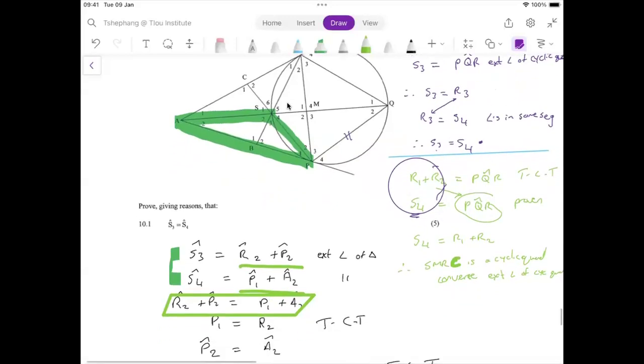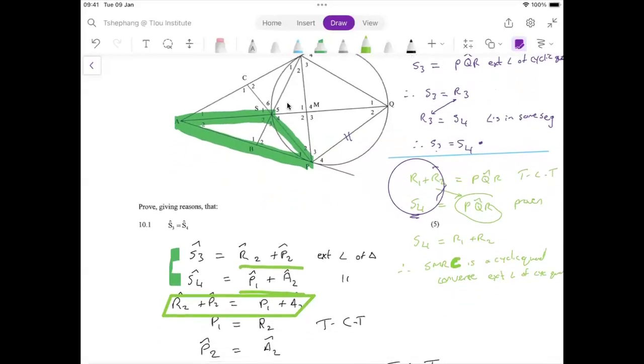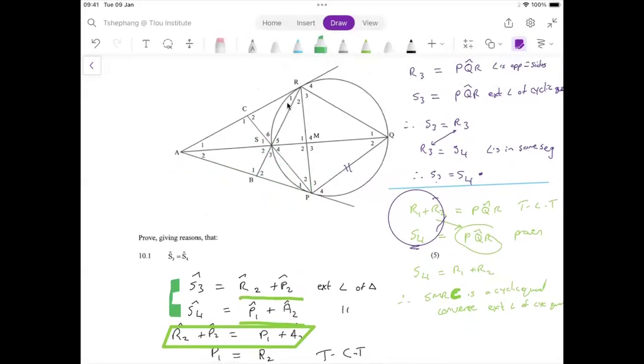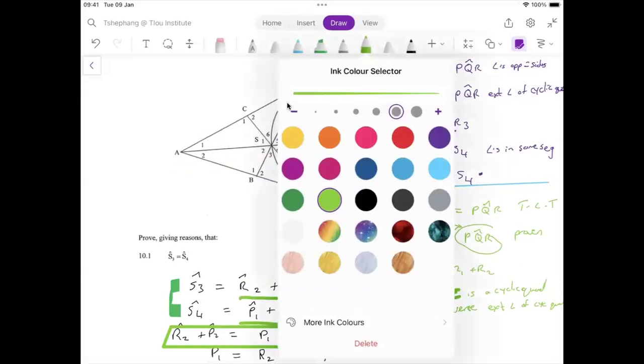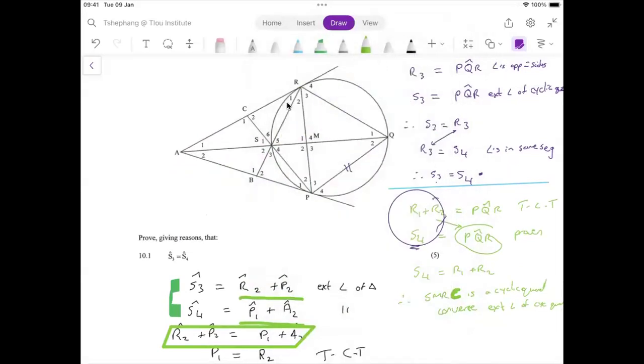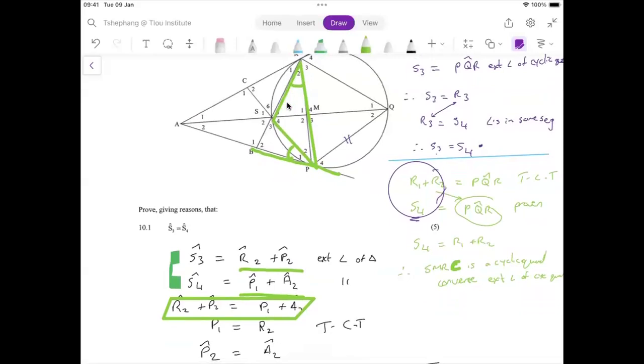Okay, now we also proved that P1 is equal to R2 because of the tan chord theorem. Let me just clean and show you the tan chord theorem. P1 and R2. Now, if those two are equal to each other, it's like I'm saying that this cancels that. That's why I'm left with P2 is equal to A2.